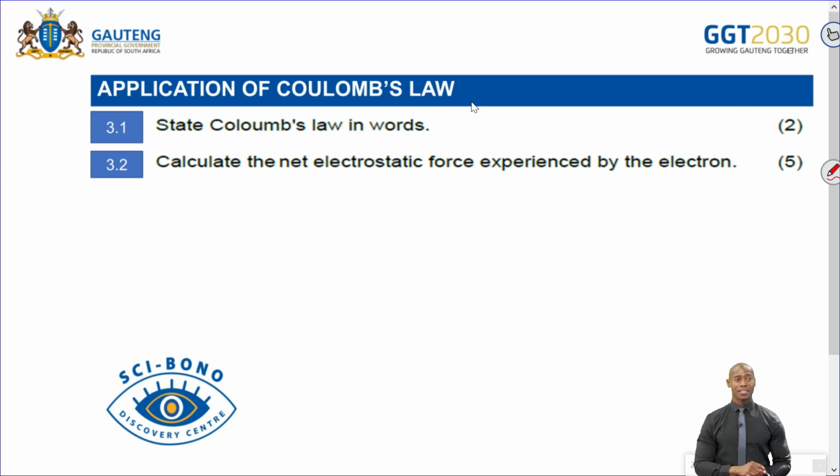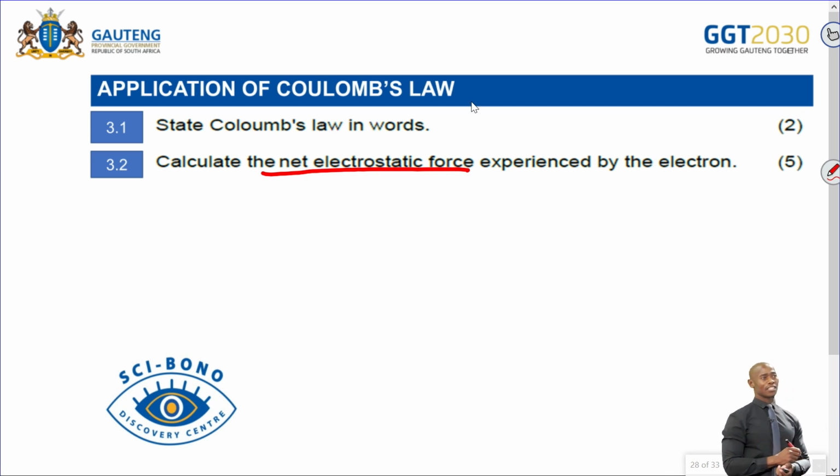So let's look at the question. State Coulomb's law. By now we know the magnitude of the electrostatic force between 2 point charges is directly proportional to the product of the magnitude of the charges and inversely proportional to the square of the distance between them. Then calculate the net electrostatic force experienced by the electron. The net electrostatic force experienced by an electron. Where are we supposed to start? Draw a free body diagram.